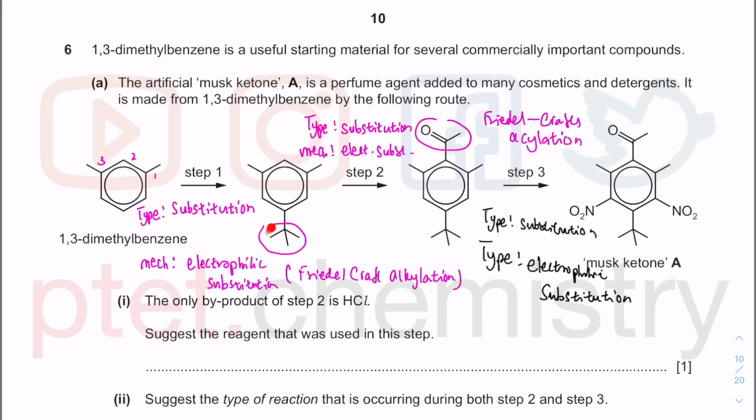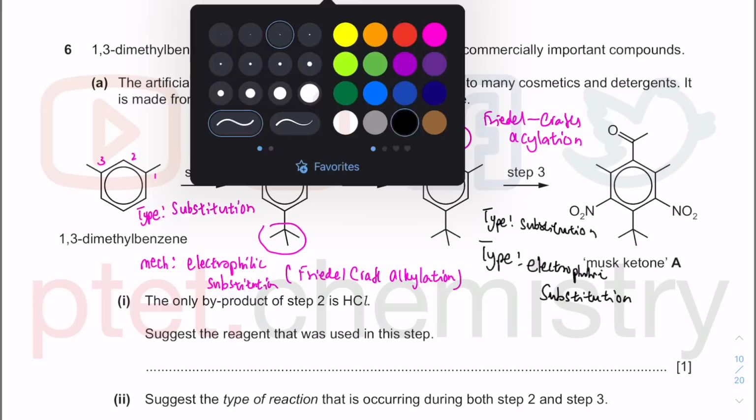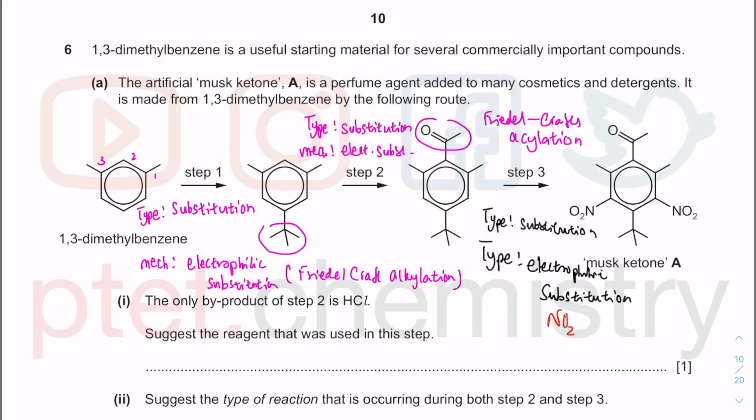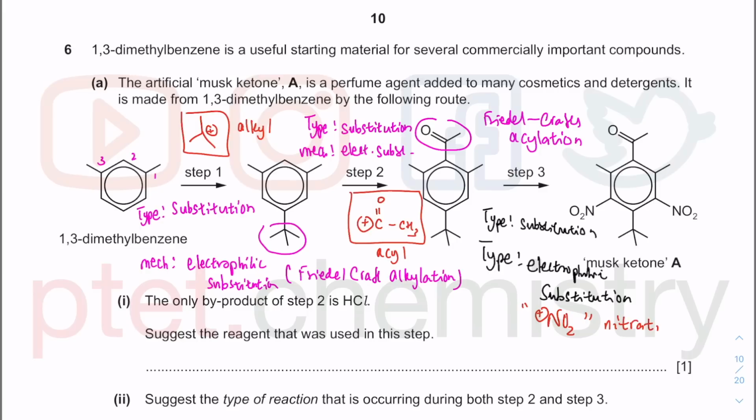Here you have used an alkyl group. Here you have used an acyl group. Here you have used an NO2+. So let me just write that down. You have introduced an NO2+. You have introduced a COCH3, an acyl group. This is called an acyl group. And as for step 1, you have introduced a carbocation, an alkyl group. This is alkylation. This is acylation. This is nitration, nitro group.